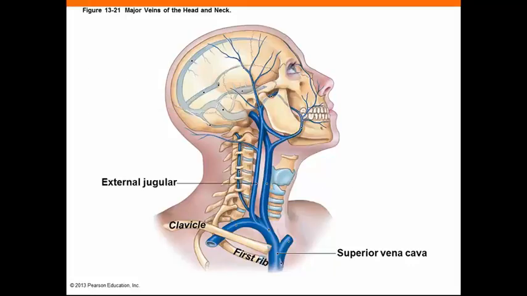The more superficial external jugular vein collects blood from the superficial structures of the head and the neck, like the temporal, maxillary, and facial veins. The vertebral veins drain the cervical spinal cord and the posterior surface of the skull.